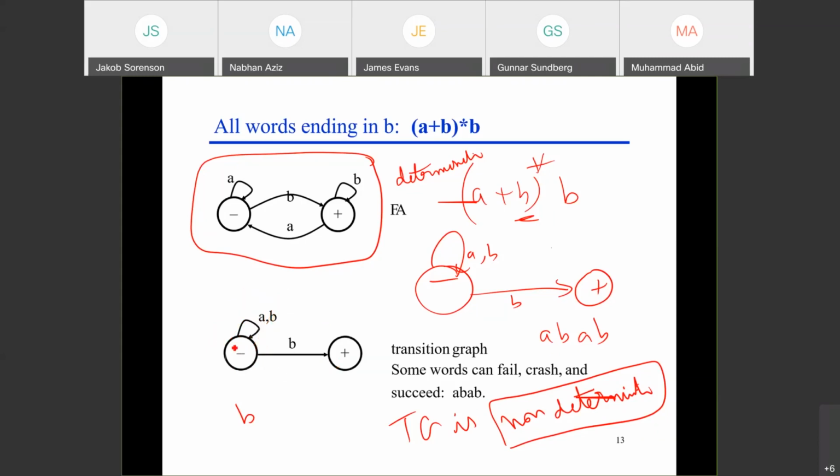And now look at this one. You choose A and then B, and still you have A and B here. So now the machine will crash. The machine will crash in this way. So this is the idea behind that. It requires you to choose how you should move from one state to another. And this is not the case with FA. FA will never crash. FA is deterministic. There is only one way to reach the final state, and FA will always follow that path, whereas TG is non-deterministic.